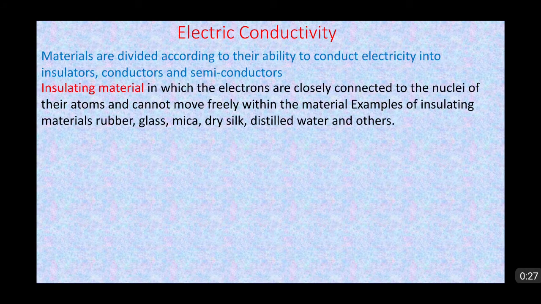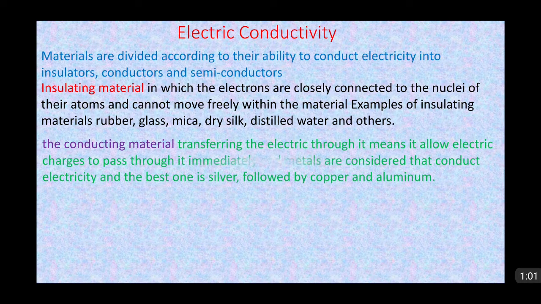Let's explain. Insulators are materials in which the electrons are closely connected to the nuclei of their atoms and cannot move freely within the material. Examples of insulating materials are rubber, glass, mica, dry silk, distilled water, and others. These materials do not transfer any electricity or heat.